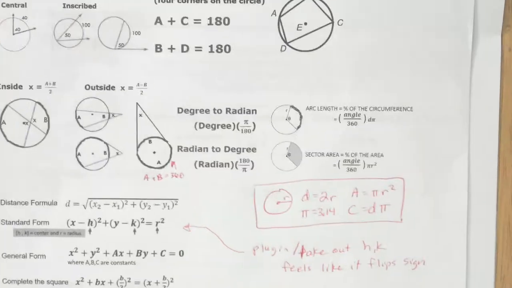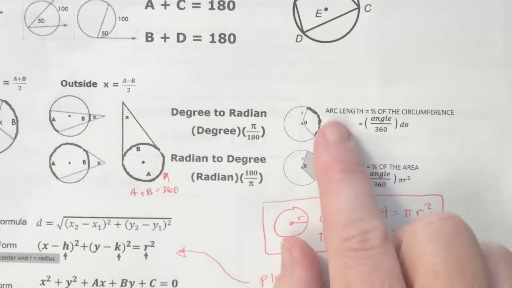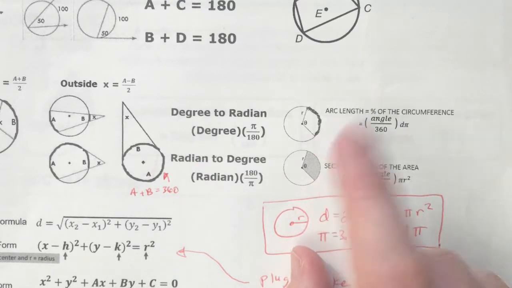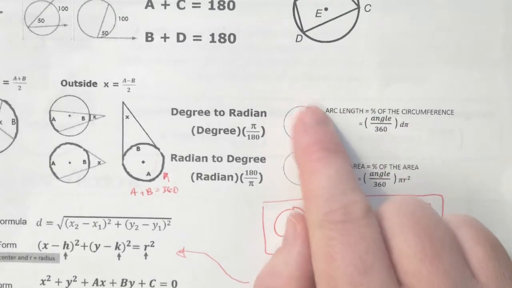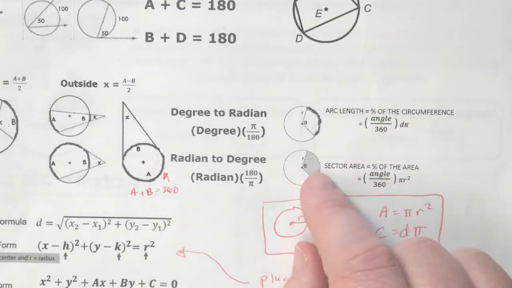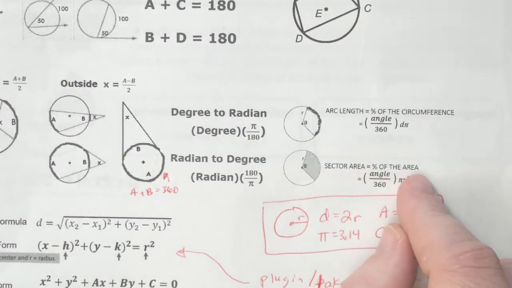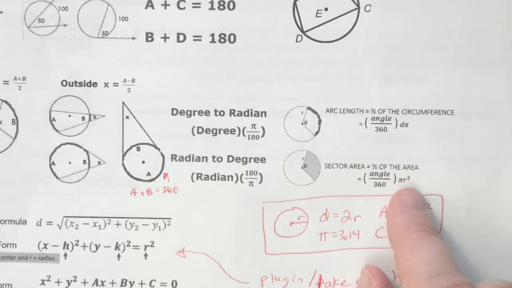And I'll zoom in a little bit right here. Okay, and also we're going to be having a throwback to arc length and sector area. So that is a percentage. Arc length is a percentage of the circumference, so that distance right there is angle over 360 times d pi. And sector area is a percentage of the area, where it's the angle over 360 times pi r squared.